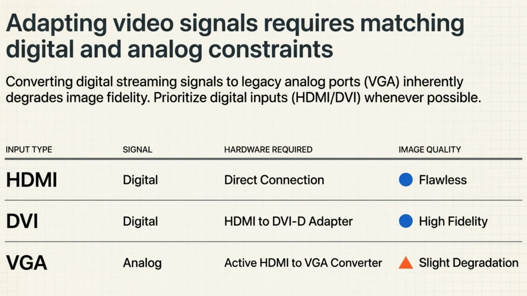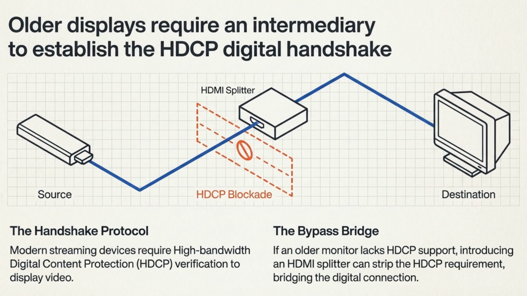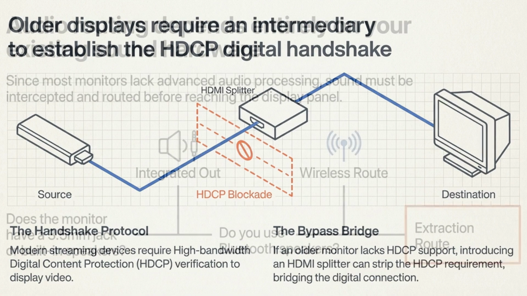Adapting video signals requires matching digital and analog constraints. Prioritize digital inputs like HDMI or DVI whenever possible to maintain image quality. Converting digital signals to analog ports like VGA degrades image fidelity. Older displays may require an intermediary to establish the HDCP digital handshake. Modern streaming devices require high-bandwidth digital content protection verification. An HDMI splitter can bypass the HDCP requirement on older monitors.